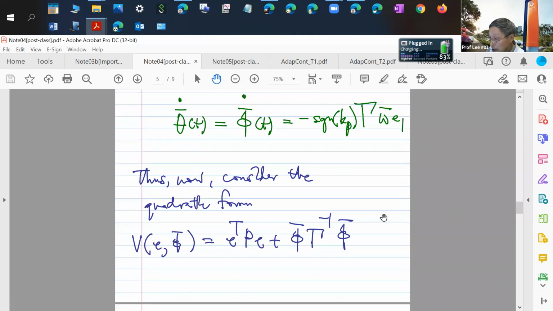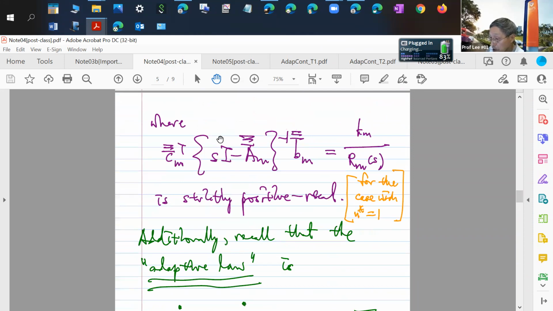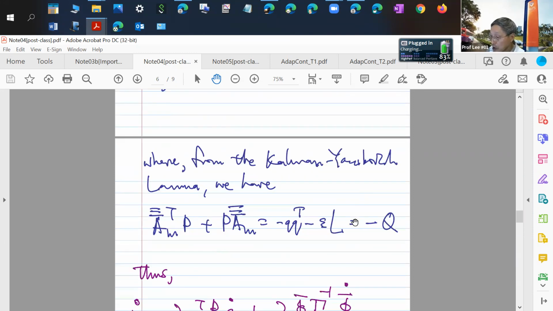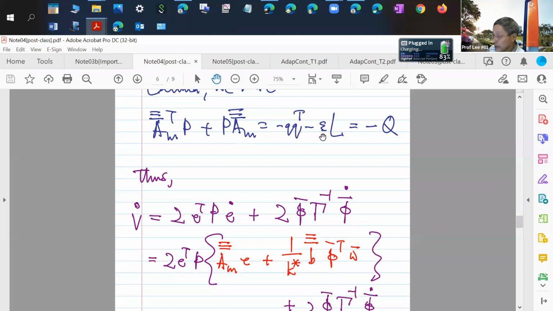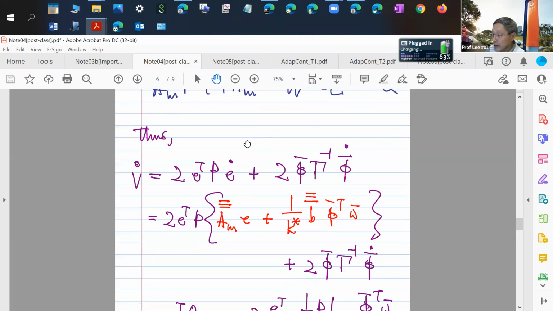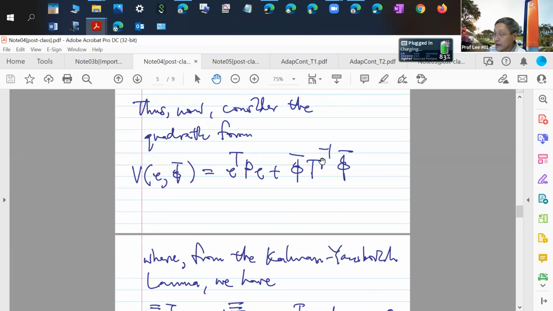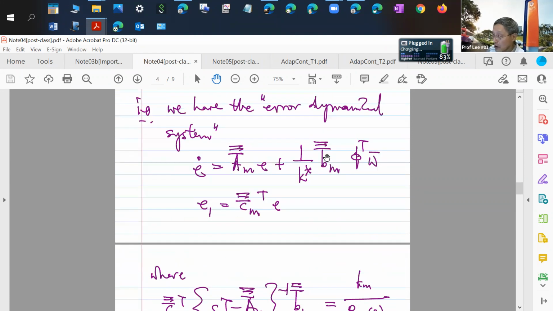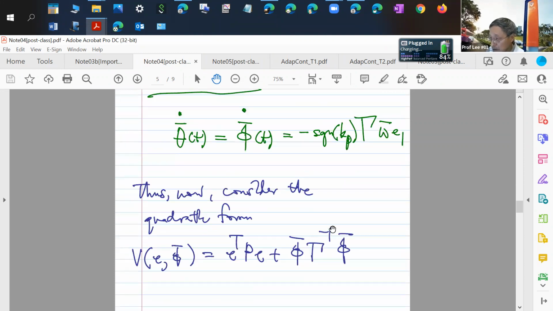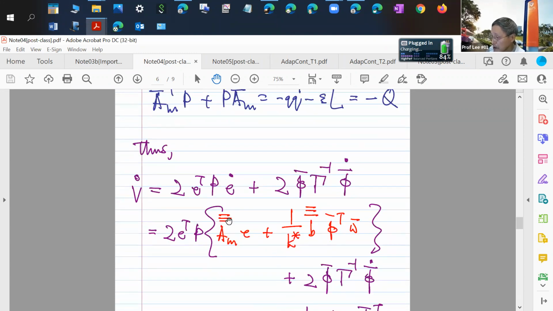But also remember that for a strictly positive real system, you can say more. For the P that you calculate, the B_M triple bar and the C_M triple bar are also additionally related, which we will use. So now let's begin to do this from E dot above. From E dot above, we already saw that this should be like this with a 1 over K star multiplier. So we put that all in.